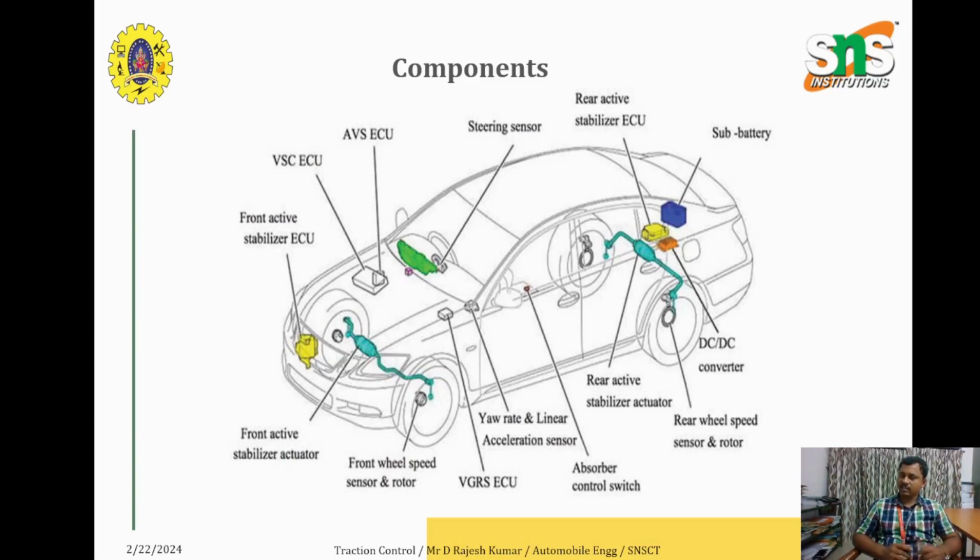And in the traction control, you can see the traction control is nothing but the wheel speed sensor and the braking unit. Both are integrated by means of the traction control system. This wheel speed sensor and the braking unit will be monitored and actuated according to the need. So that is what the traction control does.